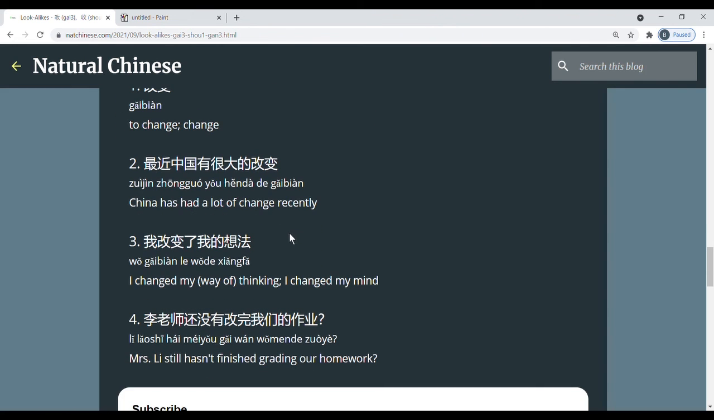So our third example is when 改变 is used as a verb. So it's 我改变了我的想法. And 想法 is like thinking or way of thinking. So this more literally means like I changed my way of thinking. Or I think you can also just say I changed my mind. But here 改变 is used as a verb. It's 我改变了.